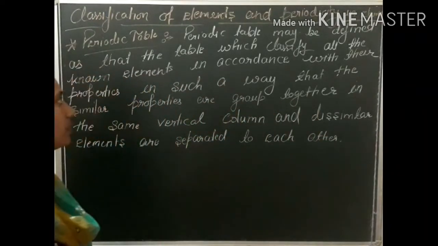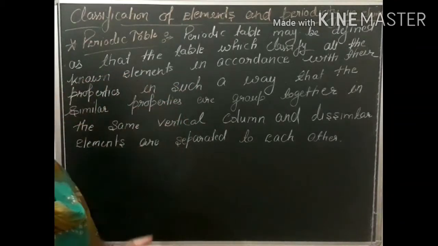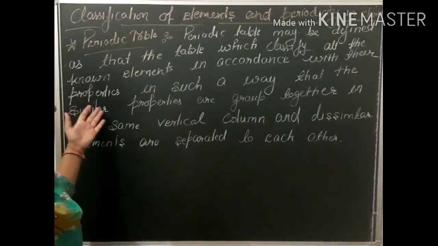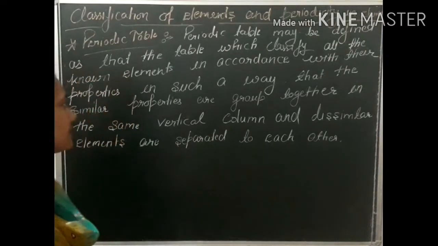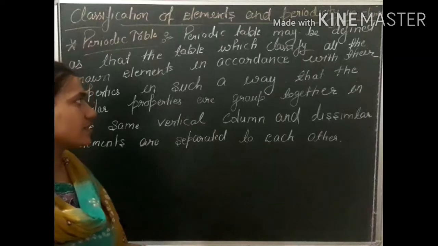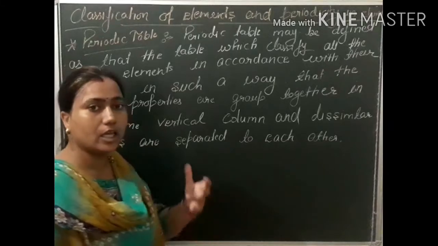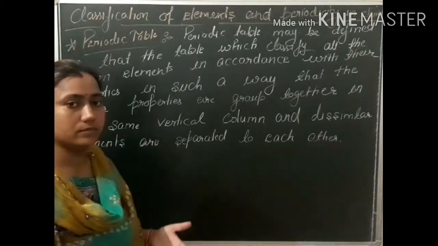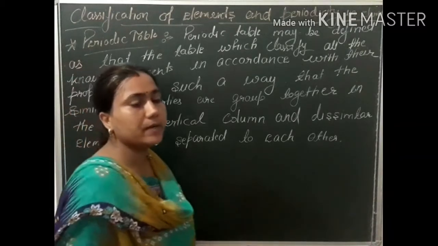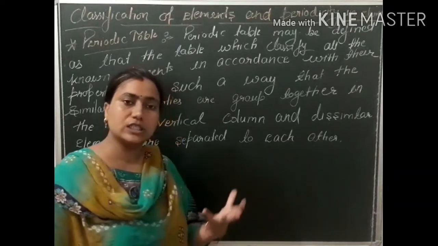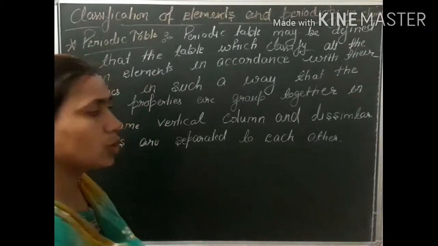Now here, what is the periodic table? Periodic table may be defined as the table which classifies all the elements in accordance with their properties. यानी कि जो elements है उनको classify किया गया है उसके according की जिनकी properties same है. In such a way, इस तरह से that the similar properties are grouped together. जो similar elements हैं उन्हें group किया गया है एक ही group के अंदर in a vertical column. And dissimilar elements are separated to each other. जो dissimilar elements है वो एक दूसरे से अलग हैं और जिनकी property same है वो एक vertical column के अंदर arrange किए गए हैं. Now this is the periodic table.